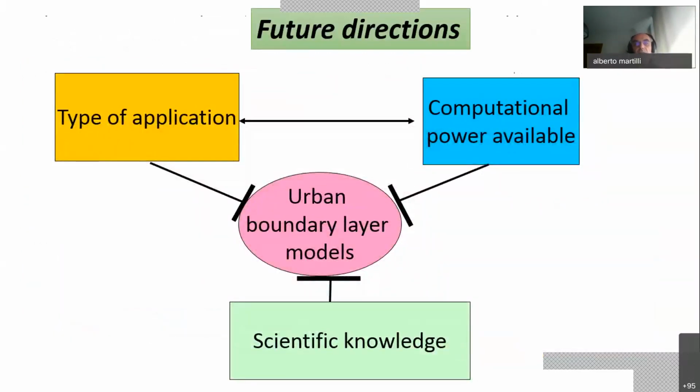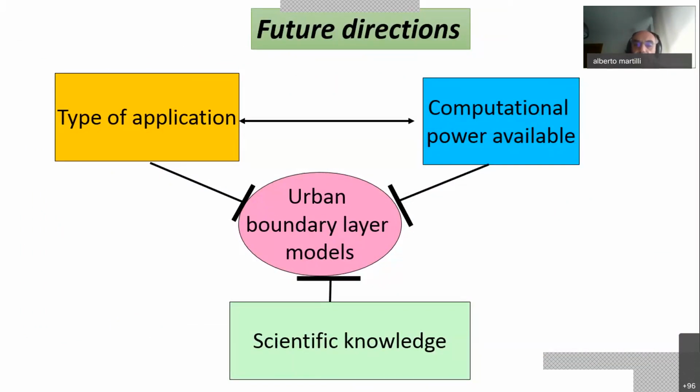Okay, this is more or less a snapshot of what we are doing and what has been done in the last few decades. What are the future directions? So how will the urban boundary layer models develop in the future? I think you have to keep in mind that this type of model is shaped in a certain sense by three forces. One is indeed the scientific knowledge, the understanding we have of how the urban boundary layer works.